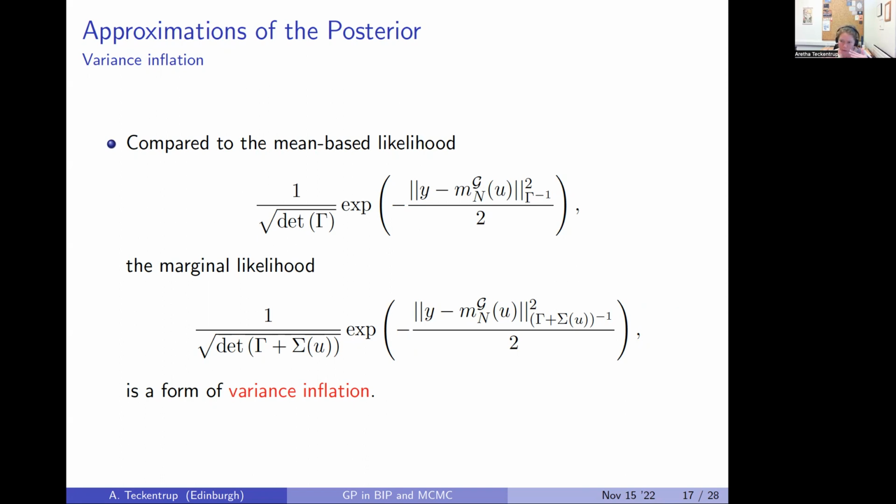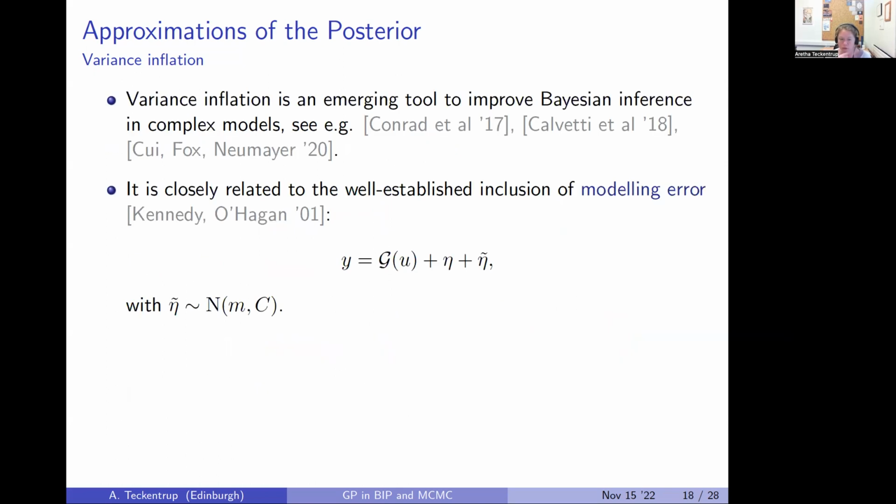You're forcing the likelihood to have a larger variance, to be flatter, and that's why in the end the posterior distribution gets broader and flatter as well. So essentially, these marginal approximations are just variance inflation, and that's of course not something that's new. Using variance inflation as a tool to improve Bayesian inference has been used quite a few times over the last decade or so. Giving you some references here.